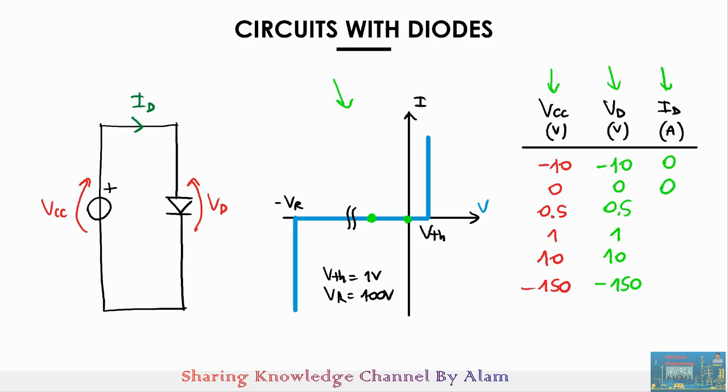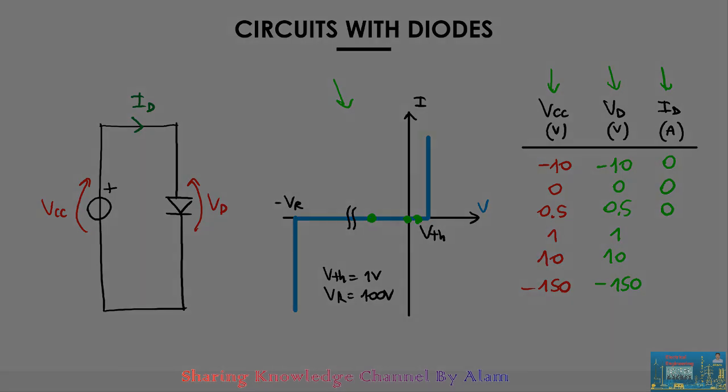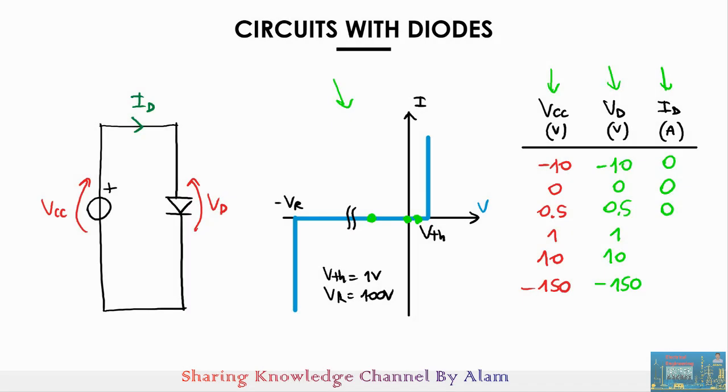For voltage equal to 0.5, we are here because the threshold is one, so we are halfway between the zero and the threshold, so we have a zero current. The last three points of the table are the most difficult to calculate. Let's start with the first.